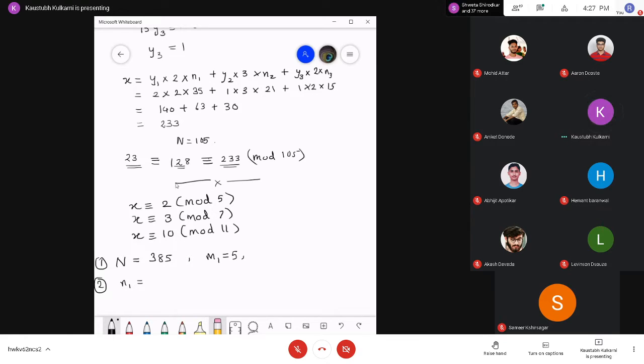So m1 is 5, m2 is 7, and m3 is 11, and n1 is N divided by m1, but as you can observe it is like taking the product of the other two moduli. So this is 77, n2 is 55 and n3 is 35.